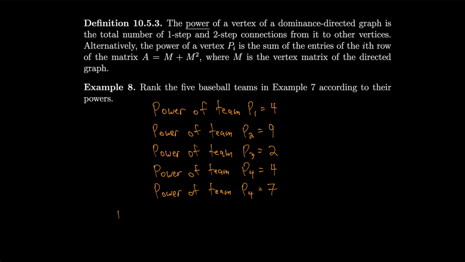So if we're ranking them, P2 has the highest power, followed by P5, followed by P1 and P4, which is a tie because they both have 4, and then followed by P3.